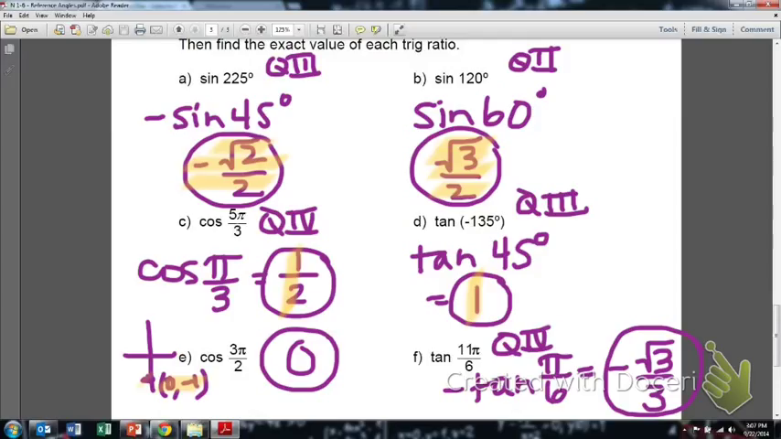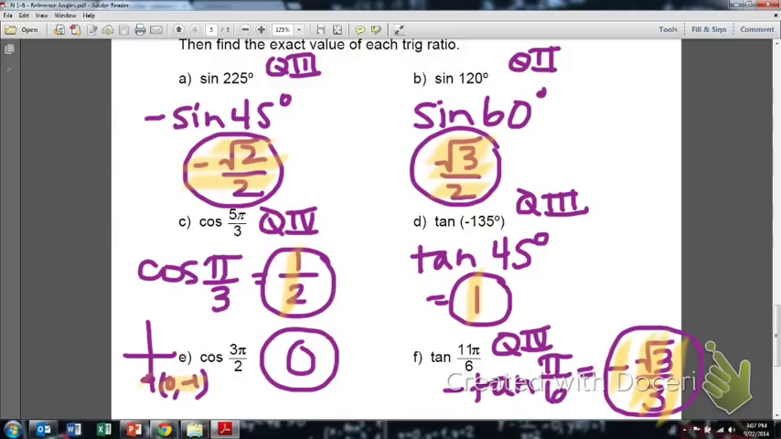And then the last one, 11 pi over 6 is in quadrant 4. If you need to, you can change it to degrees. It's 330. In quadrant 4, tangent's negative, and the reference angle is pi over 6. So it's going to be negative the tangent of pi over 6. And the tangent of pi over 6 is 1 over the square root of 3, or if you rationalize it, square root of 3 over 3. So negative square root of 3 over 3.